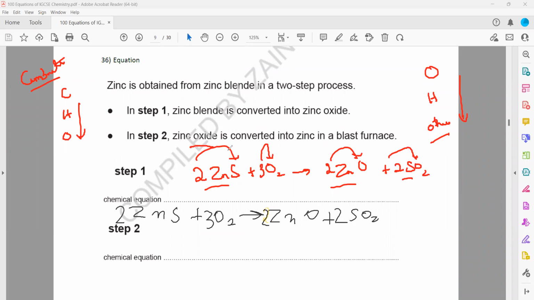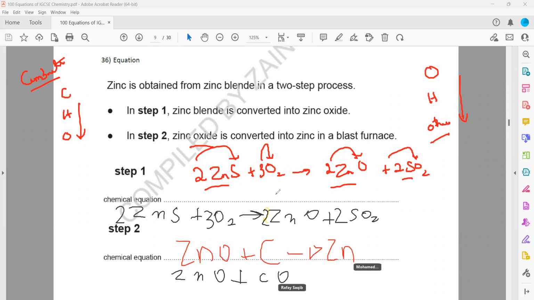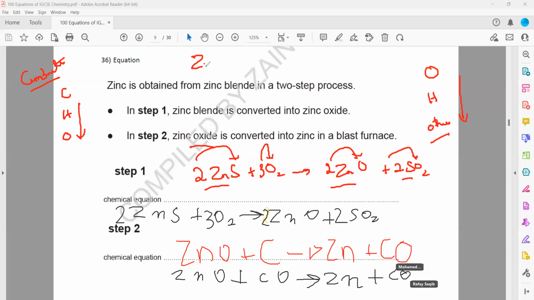Then step 2, zinc oxide is converted in a blast furnace. So how can zinc oxide be converted into zinc in a blast furnace? We react it with a reducing agent, either carbon or carbon monoxide. Both equations are correct. Either you can react with carbon or with carbon monoxide, because when zinc oxide reacts with a reducing agent such as carbon monoxide, it will form zinc metal and carbon dioxide. Or carbon or coke can also be used as a reducing agent.